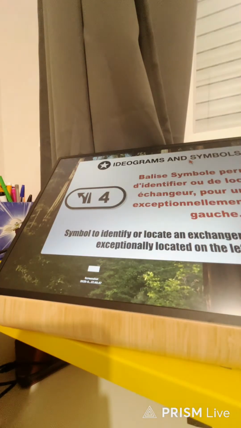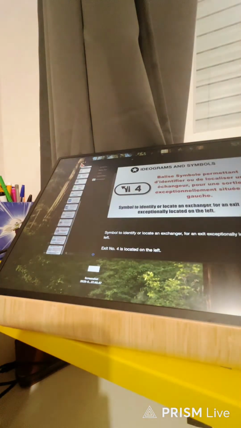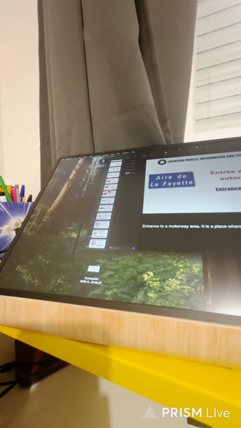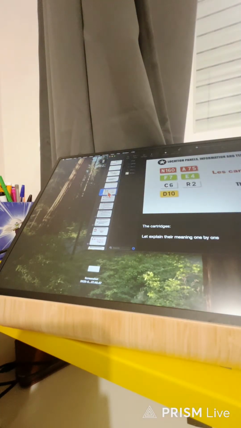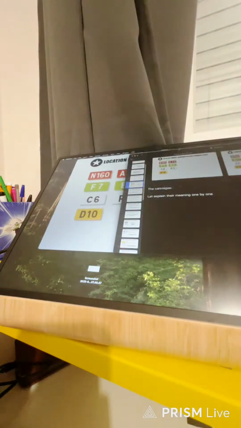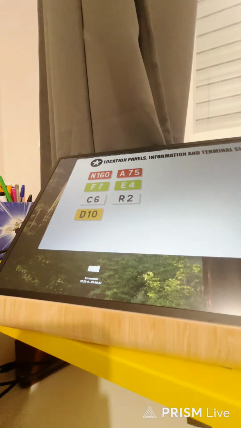Good. We are going to the next one. So all these symbols, we are talking about symbols today. We continue with the symbol.